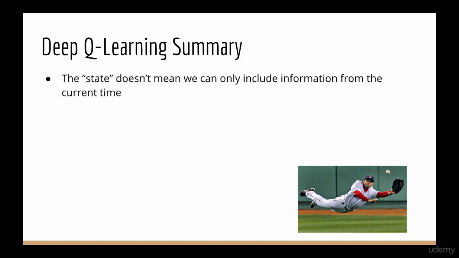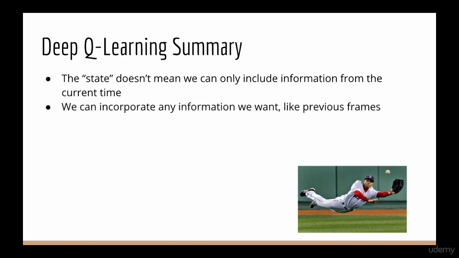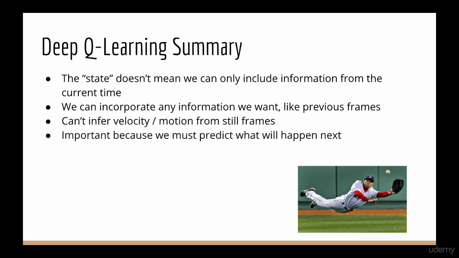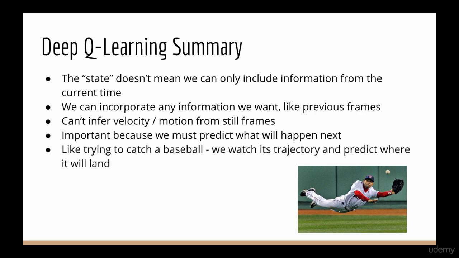We also looked at this idea that we don't have to consider the state as just information from the current time. We can also incorporate any other information into the state that we would like, for instance, images from previous frames. So this is exactly what we did. Our reasoning for this was because we can't infer motion or velocity from a still frame. And of course, motion is very important in a video game because it allows us to predict what's going to happen next. This is just like trying to catch a baseball. You can look at the trajectory of the baseball, and your brain will be able to predict where it's going to land.